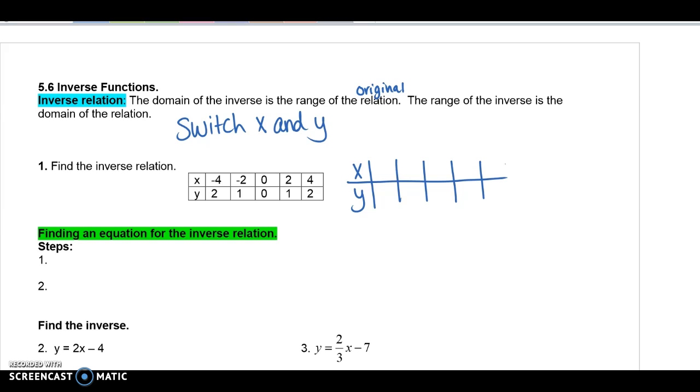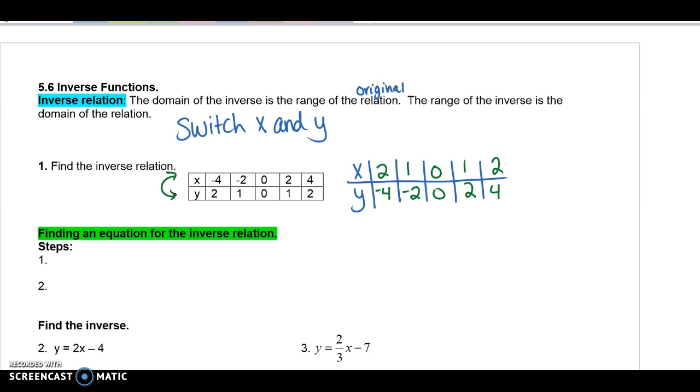I would like to know what are the coordinates of the inverse relation. So the original point is -4, 2. What would be the corresponding point on the inverse? 2, -4. -2, 1 on the inverse would be 1, -2. 0, 0 would be 0, 0. 2, 1 would be 1, 2, and 4, 2 would be 2, 4. So notice, all that's happening is we are switching the x's and the y's.